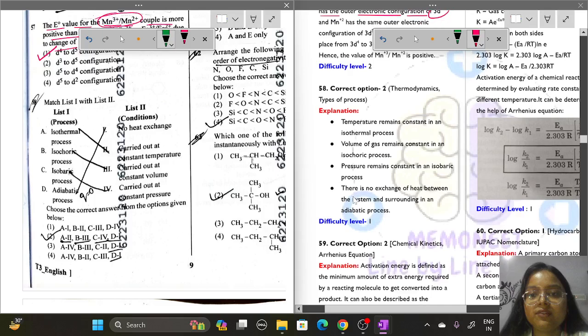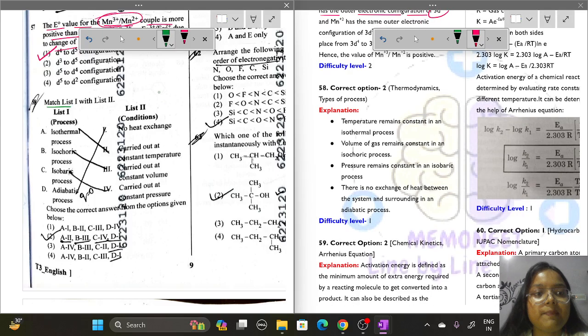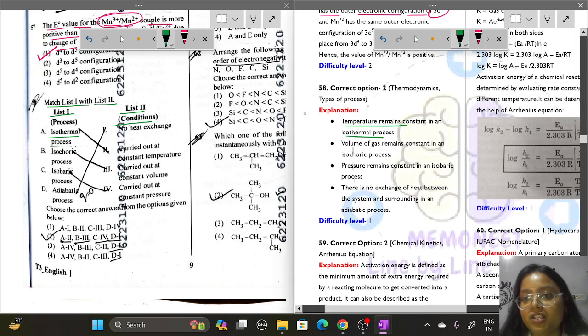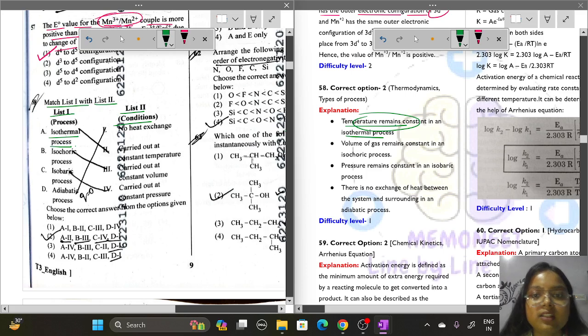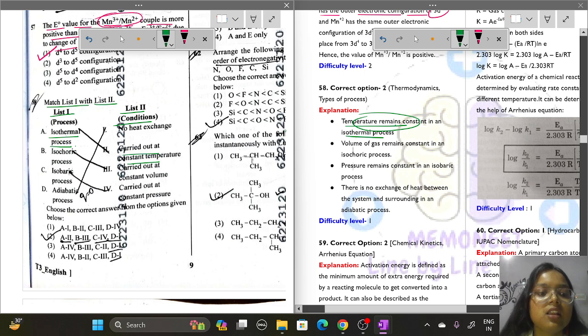Next is question number 58. Match list 1 with list 2. Okay, list 1 gives the different thermodynamic processes and we have to find out under which conditions these are fulfilled. So for isothermal process we know that the temperature remains constant. Okay, which means that option A will have option 2 as the correct answer. Okay, so for A, let us see option 2. In the second option only option 2 is given. So this is the correct answer only. Let us see all other options as well.